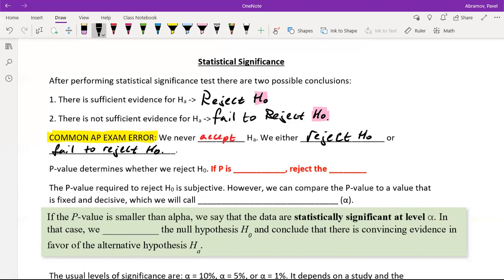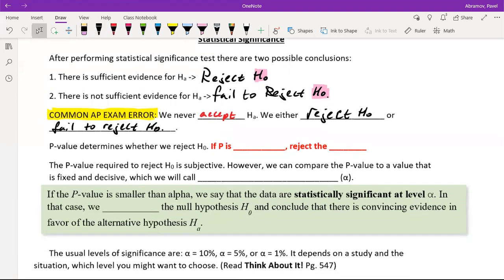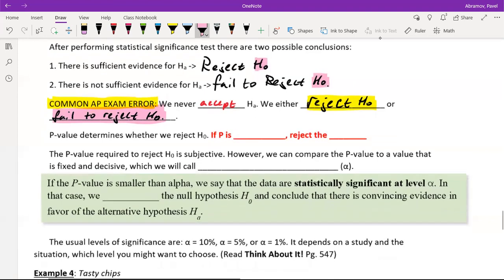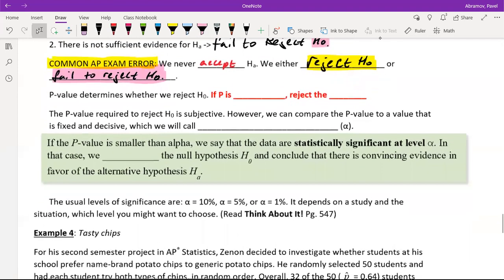Okay, so once again, the null hypothesis is the one that we are testing. We're not testing the alternative. The alternative is what we have found, but that is not what's on the test. We're testing only the null hypothesis. And we have only two options. We either reject the null hypothesis or we fail to reject the null hypothesis. We never accept the null hypothesis. We never accept the alternative hypothesis. Those are the only two conclusions that we have.